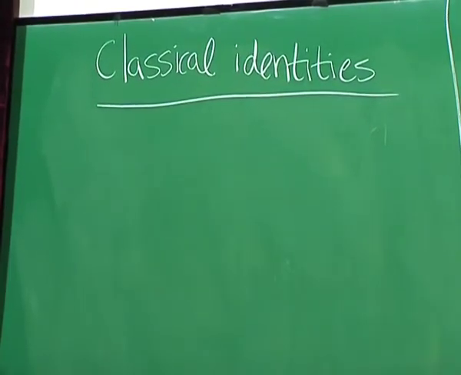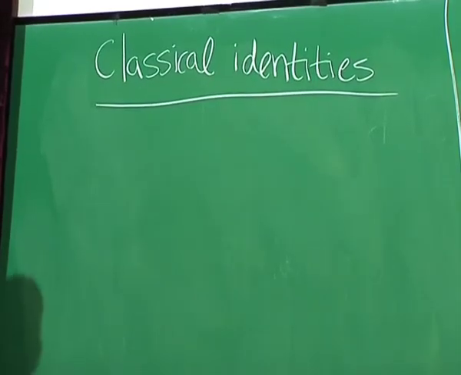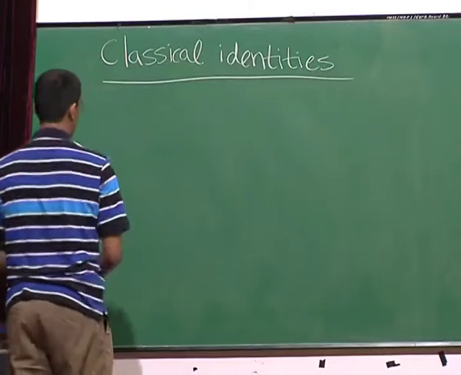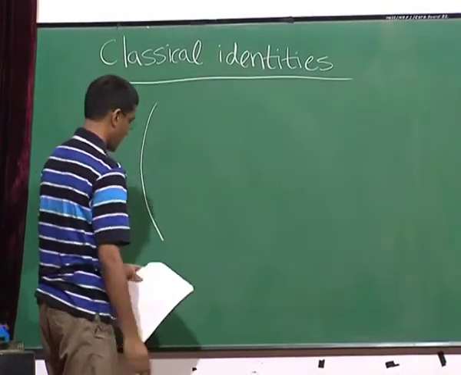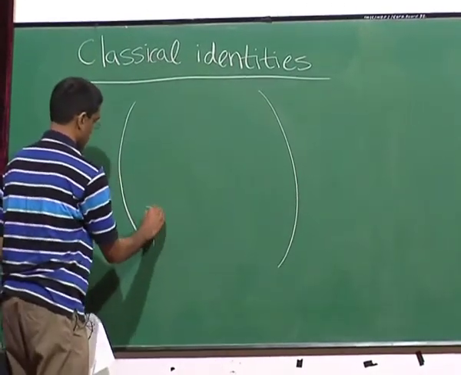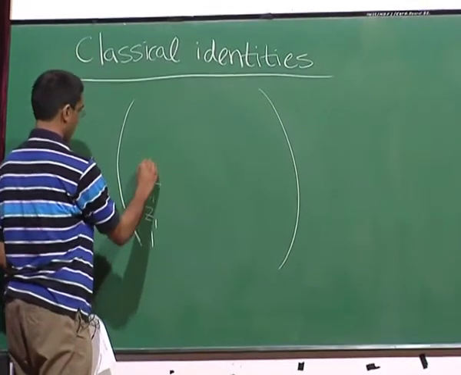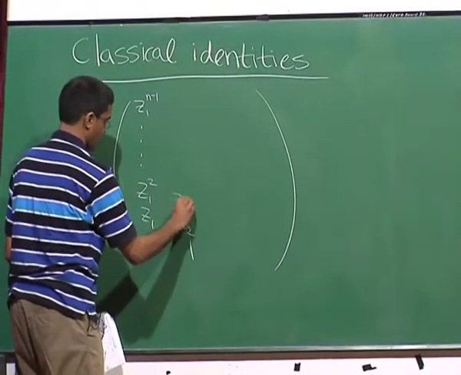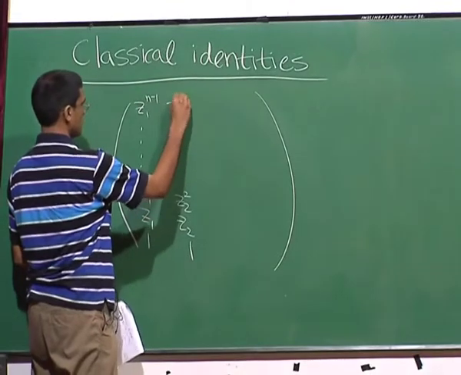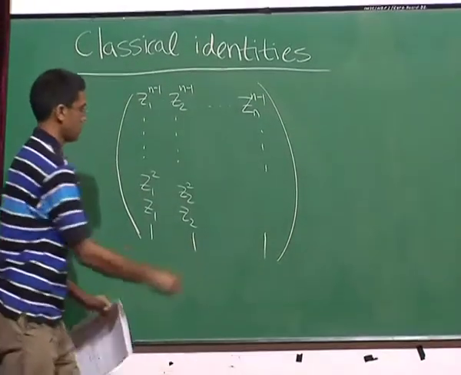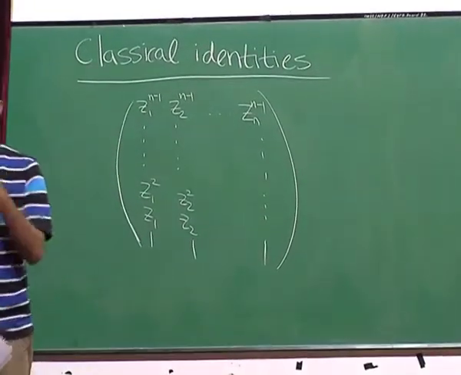So what I'm going to do first is to write down a matrix which I hope most people would have encountered. I'm going to write an n cross n matrix whose entries look like this: 1, z1, z1 square, up to z1 to the n minus 1; 1, z2, z2 square, up to z2 to the n minus 1; and so on down to 1, where z1, z2, up to zn are some variables.